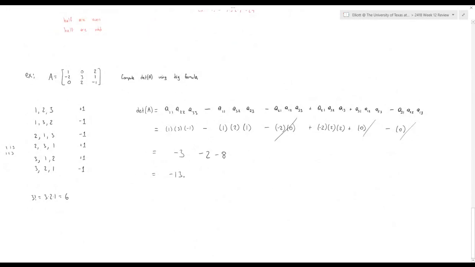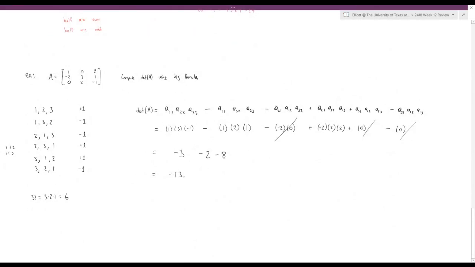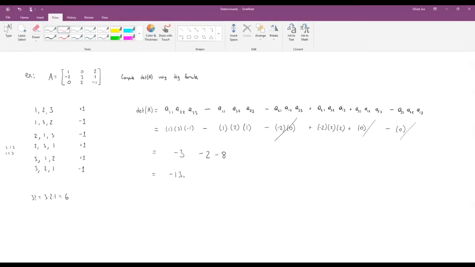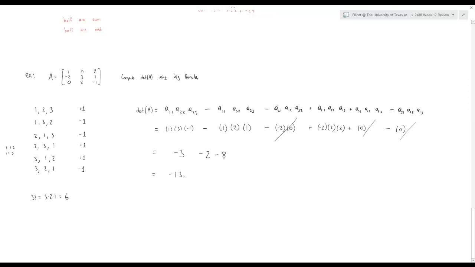Let's see here. What would happen for the second way is that each of these permutations would give you the second subscript now instead of the first. That's what would happen.